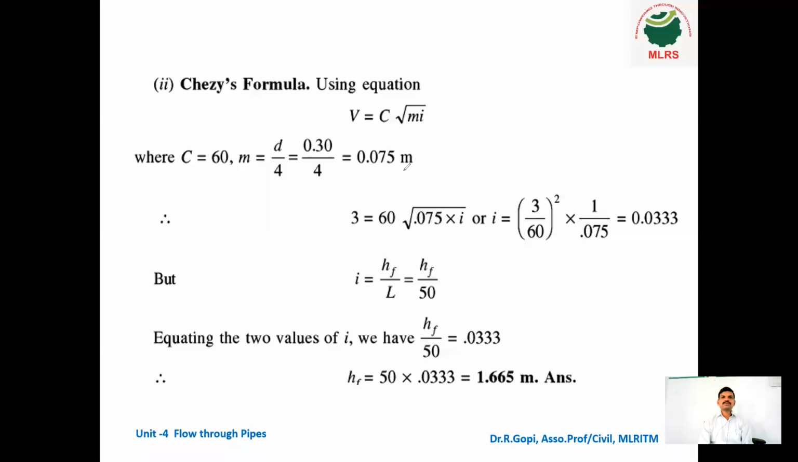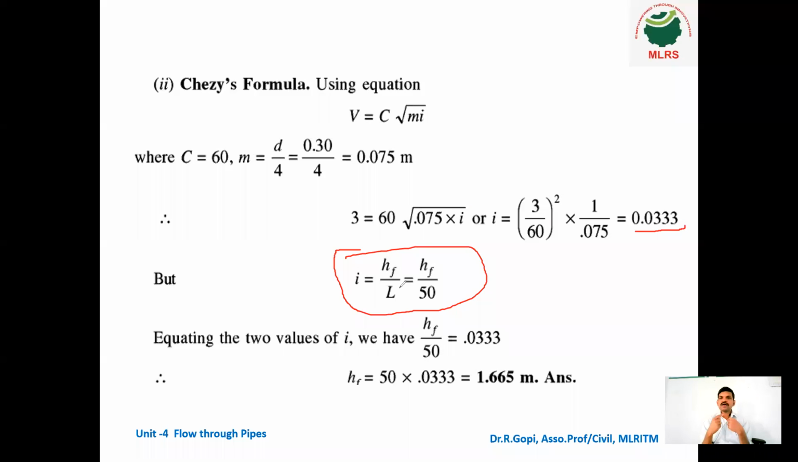Now I am substituting all the values in this equation. So v is 3, C is 60, and root of 0.075 into i. From this equation, find out i. So i is 0.0333. This is the answer for i. Now i is equal to hf divided by L. We need to calculate per unit length. Unit means 1 meter, so for 1 meter length only we have to calculate.